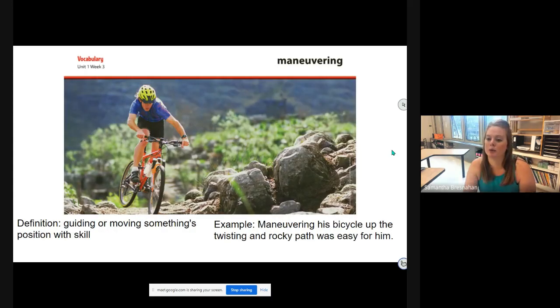Our next word is maneuvering. The definition is guiding or moving something's position with skill. An example is maneuvering his bicycle up the twisting and rocky path was easy for him. An example of this that I think of is having a wheelbarrow and you have to maneuver it or guide it when you are pushing it through the grass or down your driveway, because it only has one wheel in the front, so you have to use some skill for that.